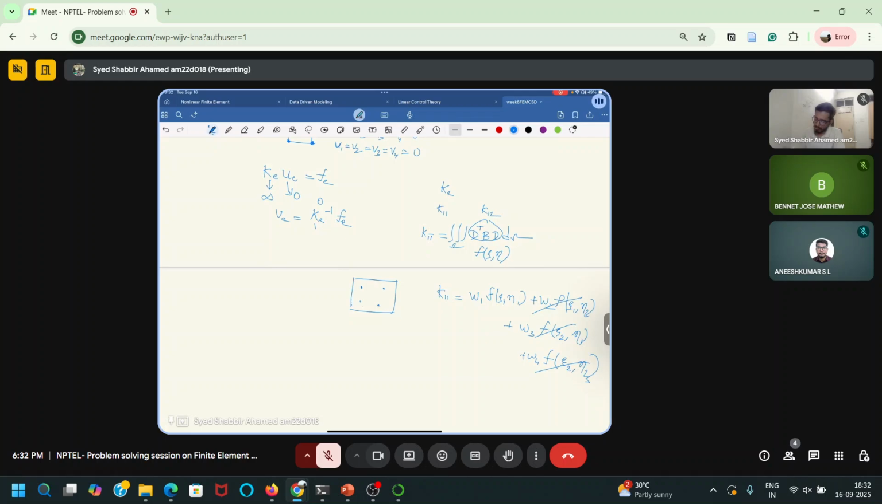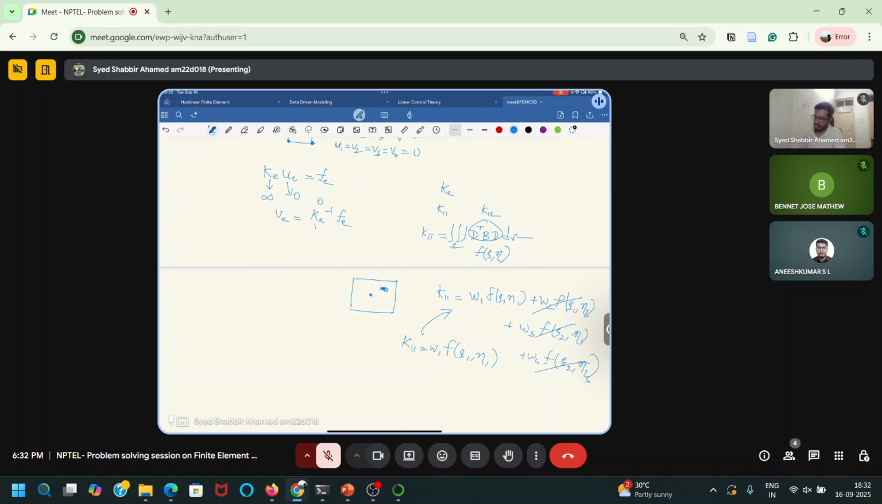So instead of using 4 point Gauss quadrature, I will just take 1 point Gauss quadrature for this element, and I can write this as W of W1 into epsilon 1 comma eta 1. So instead of taking 4 point Gauss quadrature, or 2 cross 2 Gauss quadrature, I am just taking 1 point Gauss quadrature. So this will give a lesser value compared to this. So somehow I am playing the tricks here.